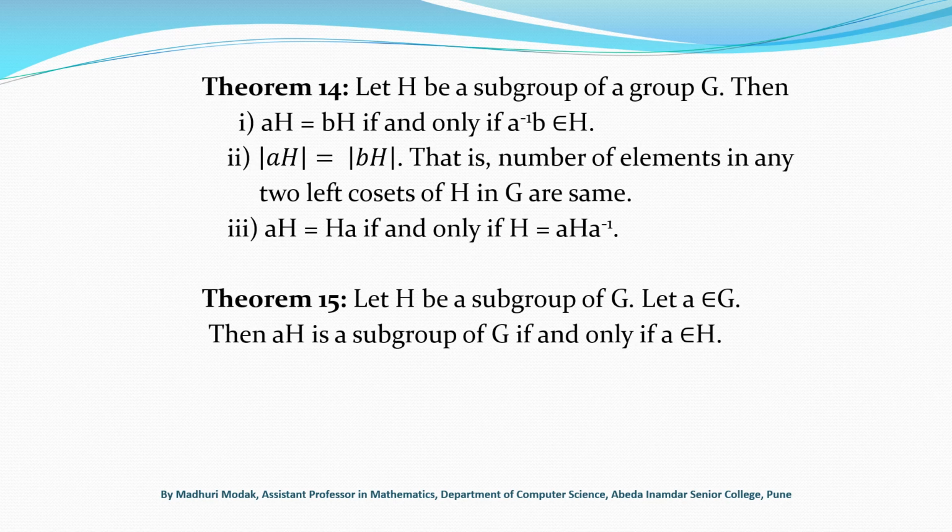Now let H be a subgroup of a group G, then AH equals BH if and only if A inverse B is present in H. Second, the order of H, or cardinality of H, is equal to the cardinality of BH. That is, the number of elements in any two left cosets of H in G are the same. In the previous case also we have found different cosets, and their orders are the same. Third, H equals HA if and only if H is equal to AHA inverse.